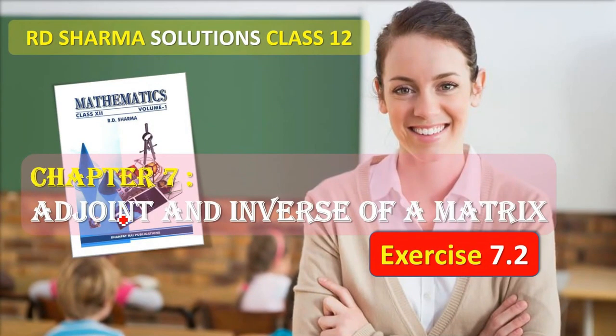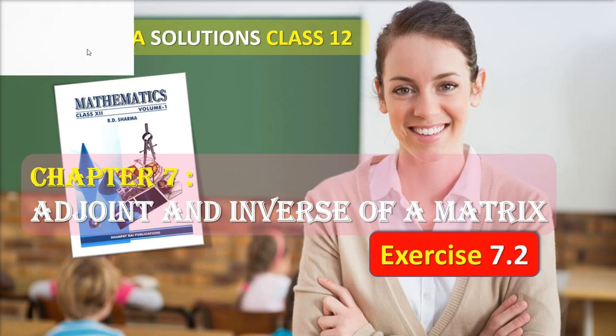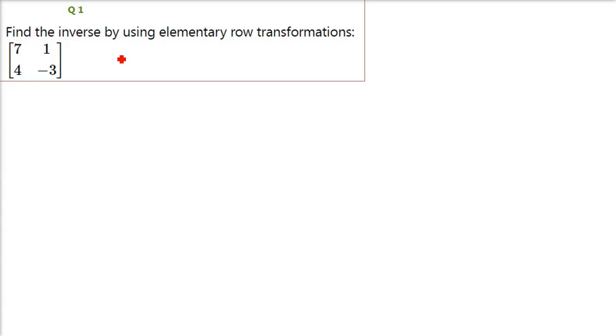We are looking at R.D. Sharma's solution, class 12th, chapter 7, adjoint and inverse of a matrix. Exercise is 7.2. Find the inverse by using elementary row transformations.